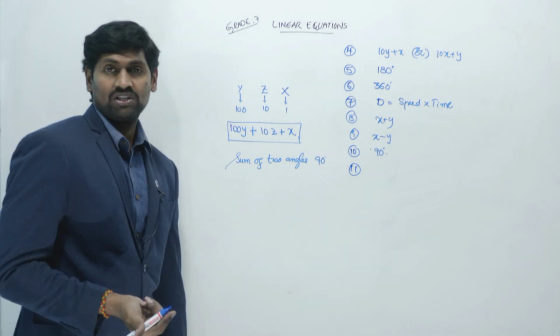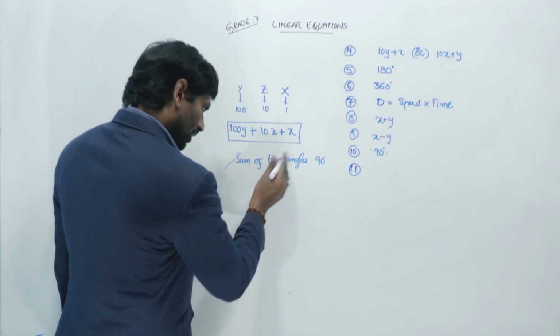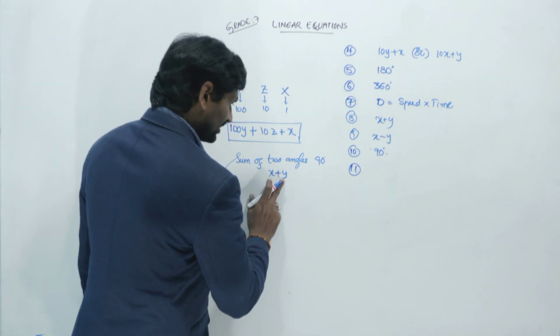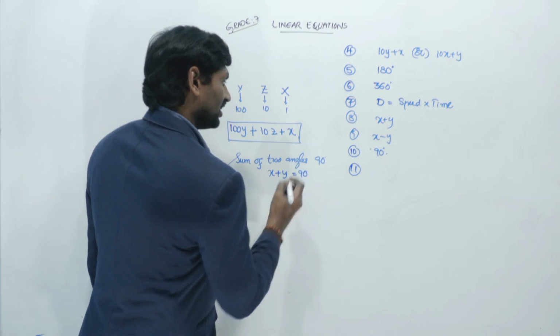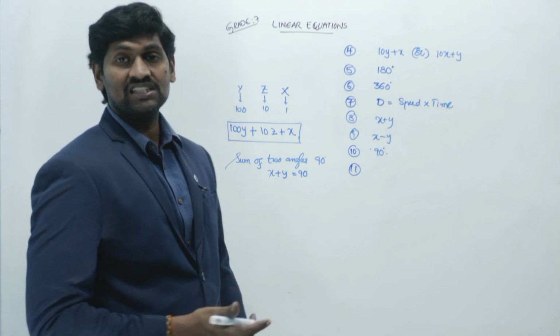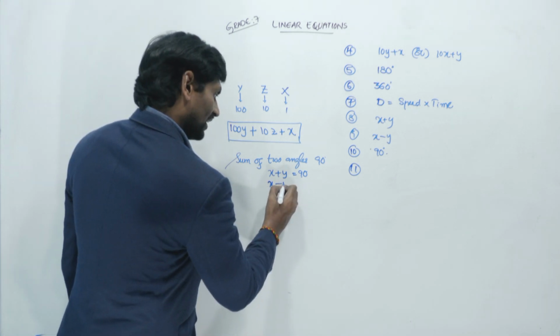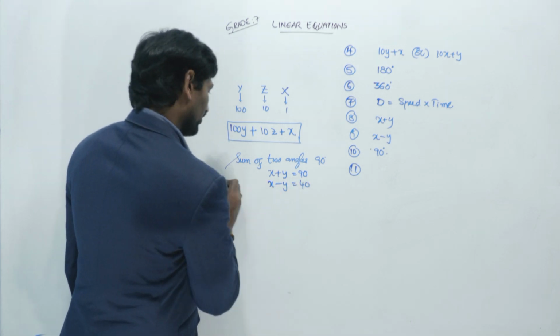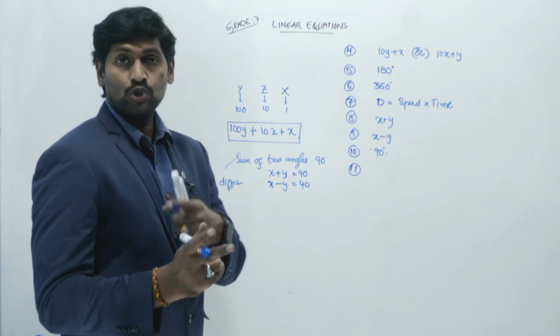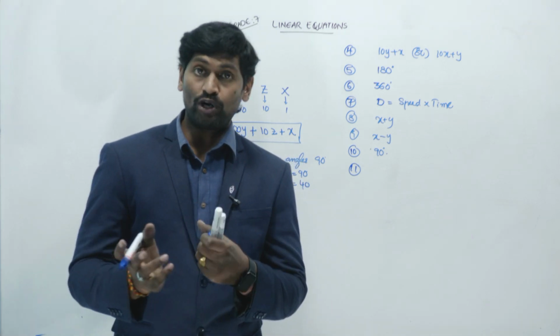But we don't know both of the angles. The two angles I am taking are X and Y. Sum means addition. First angle X, second angle Y, that is equal to 90, so X plus Y equals 90. According to the problem, the difference between the two angles is 40, so X minus Y equals 40. That means the two complementary angles differ by 40 degrees.